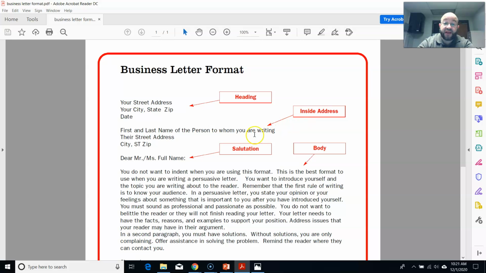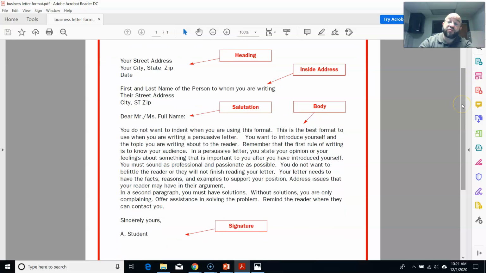Then you do your salutation, such as Dear So-and-so, Hello So-and-so, Greetings person, that kind of thing. Please, please, please never use "To whom it may concern." That is old school. We don't use that anymore in modern business. My mother used that, and that was acceptable, but you want to make it more personable.